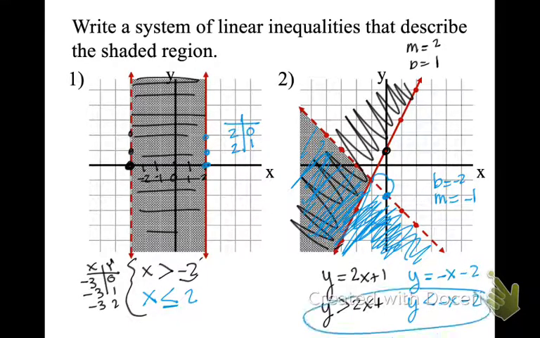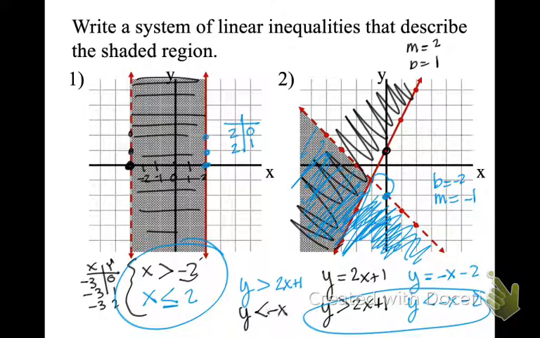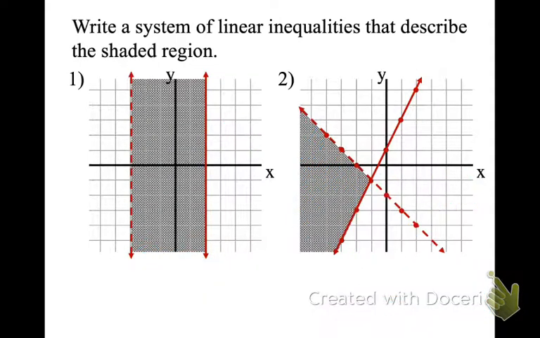And so here is the system. It would be y is greater than 2x plus 1, and y is less than negative x minus 2. So that's how we would write it. Okay? So that's really our lesson. I've got a few more that you can practice with.